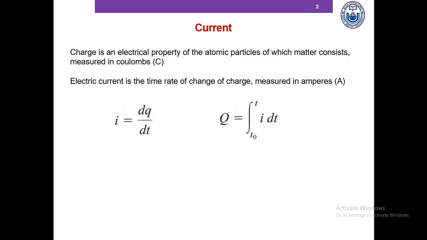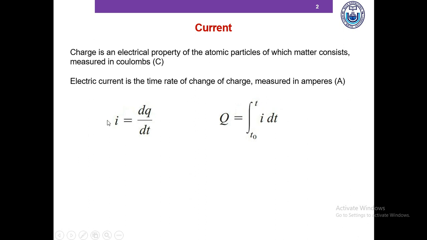Charge arises from the electrical property of the atomic particles of a material. The unit of charge is coulomb. Current is basically the rate of change of charge with respect to time measured in amperes. The relationship between charge and current is shown in the equation on the left here. Here Q is charge and I is current, and I equals dq/dt means that the current is equal to the rate of change of charge with respect to time.